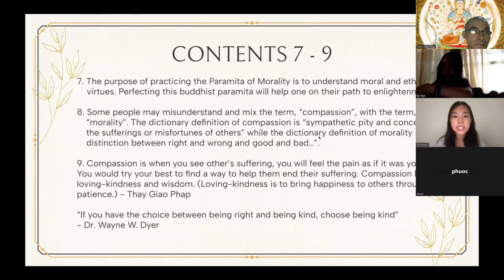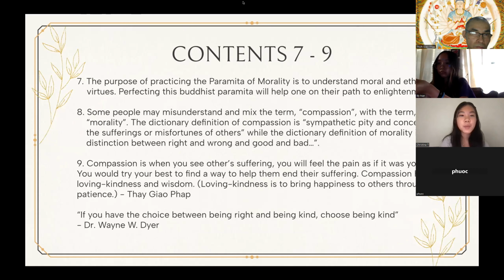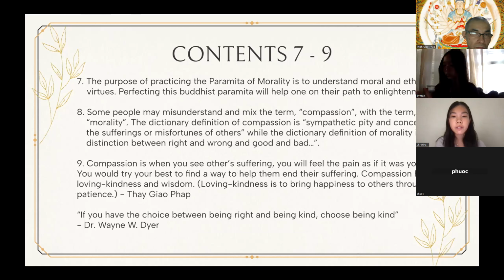The purpose of practicing the paramita of morality is to understand moral and ethical virtues. Perfecting this Buddhist paramita will help one on their path to enlightenment. Some people may misunderstand and mix the term compassion with the term morality. The dictionary definition of compassion is sympathetic pity or concern for the sufferings or misfortunes of others, while the dictionary definition of morality is the distinction between right and wrong and good and bad.